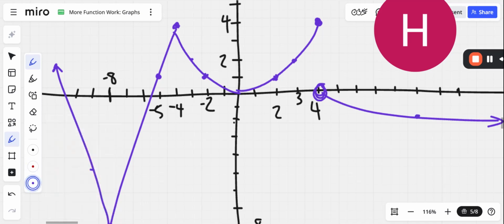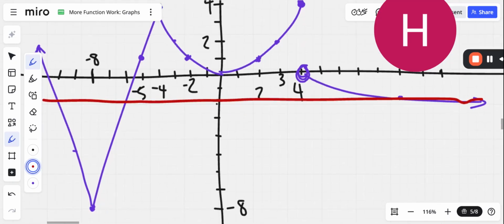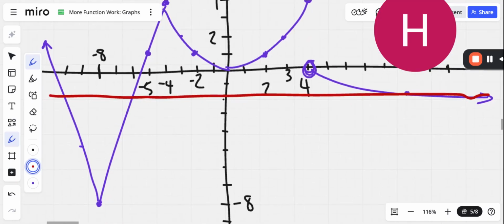Bam. Oh, and at the end we got a little blip. Sorry, my OCD is kicking in, guys. It's going to be a thing. OCD is just strong with math people sometimes.